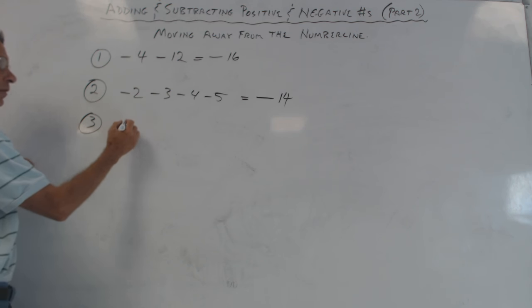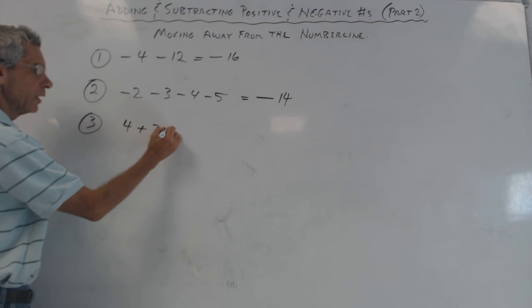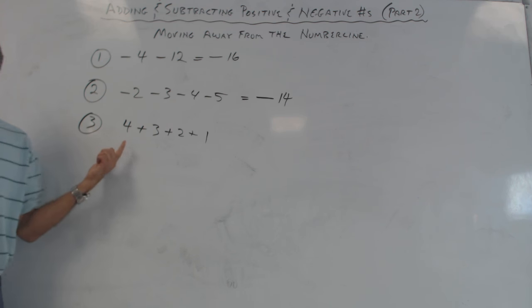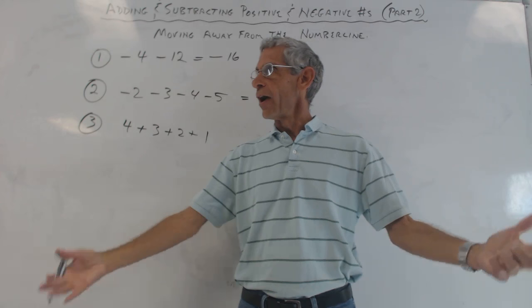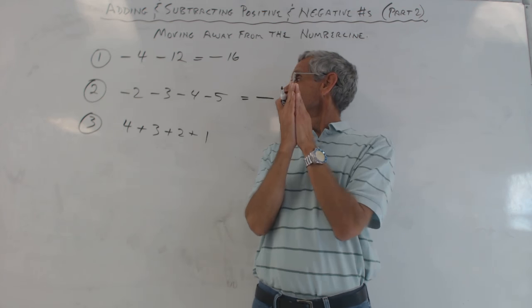What if I did this? This is harder. What if I gave you something like this? 4 plus 3 plus 2 plus 1. That's harder, right? Way harder. Because I don't have any negatives. Now I'm going to think, oh my God, well, is the answer going to be positive or negative? I don't know! Until I think of my number line, I think, okay, let's see.